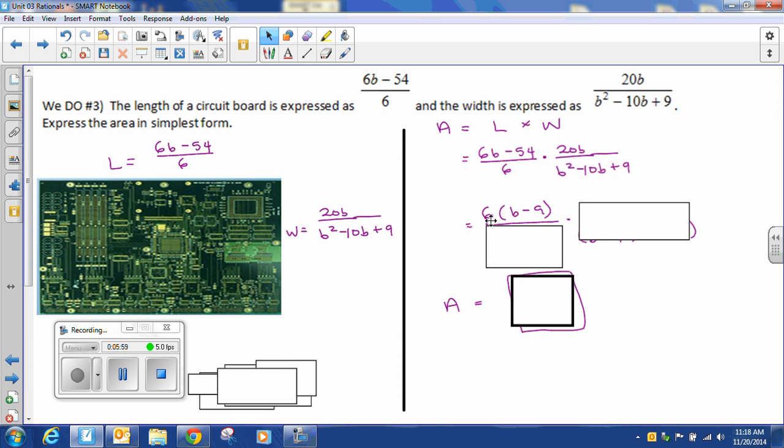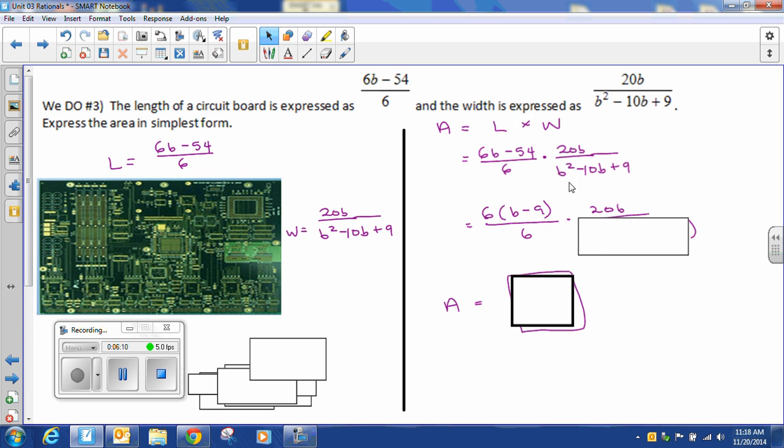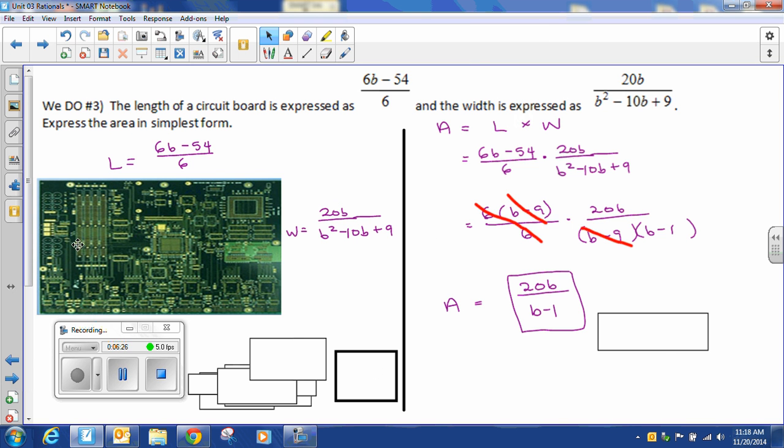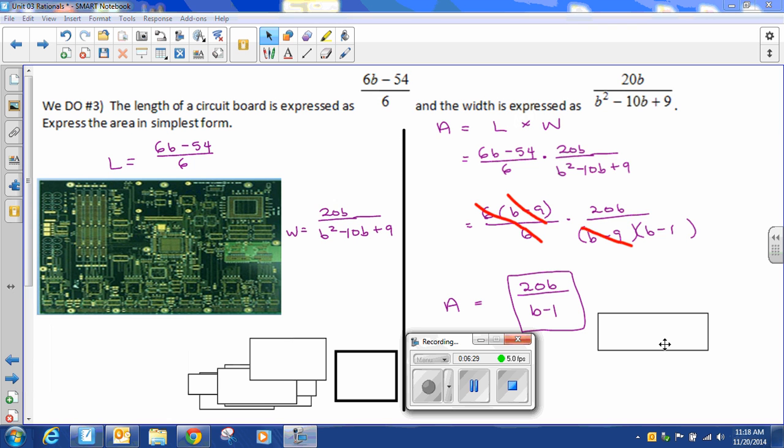So this binomial becomes 6 times b minus 9 because of the greatest common factor of 6. B squared minus 10b plus 9 becomes b minus 9, b minus 1. Let's go through and cancel the 6's, cancel the b minus 9's, and we're left with 20b over b minus 1. And that concludes the lesson.